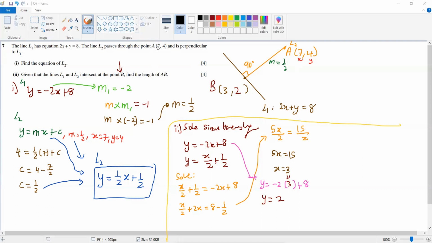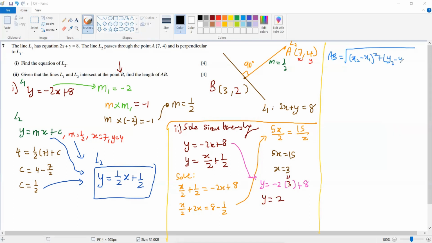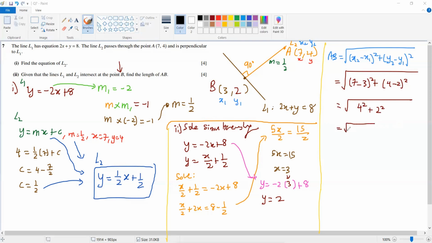To find the length of AB, we need to use the formula. Ta-da! What formula is that? The formula is the distance formula. It looks something like this: distance AB is the square root of (x2 minus x1) whole thing squared plus (y2 minus y1) whole thing squared. You can call it either way. Please take note. Let's say this one is x1, y1 and this one is x2, y2. It's just a matter of computation at this point. So 7 minus 3 whole thing squared plus 4 minus 2 whole thing squared. Simplifying, this is 4 squared plus 2 squared, 16 plus 4. So the answer is root 20.